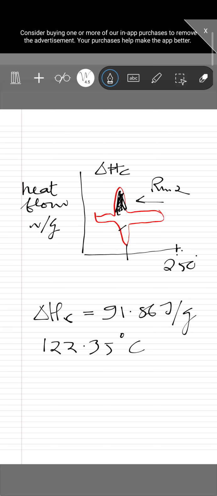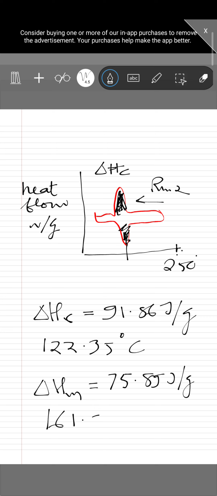And similarly, if you take the area of this peak region, it will give you the enthalpy of fusion, or the melting enthalpy, and this enthalpy of fusion is 75.89 joules per gram, and it occurs at about 161.25 degrees centigrade. So this one is due to crystallization and this is due to melting. So these are the usefulness of a DSC plot.